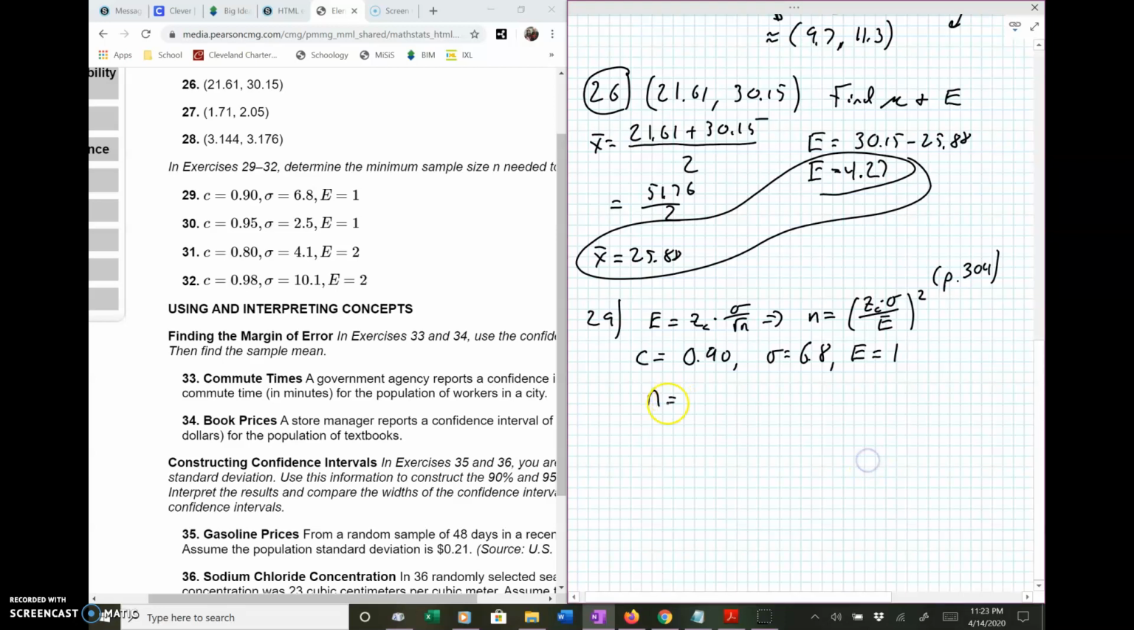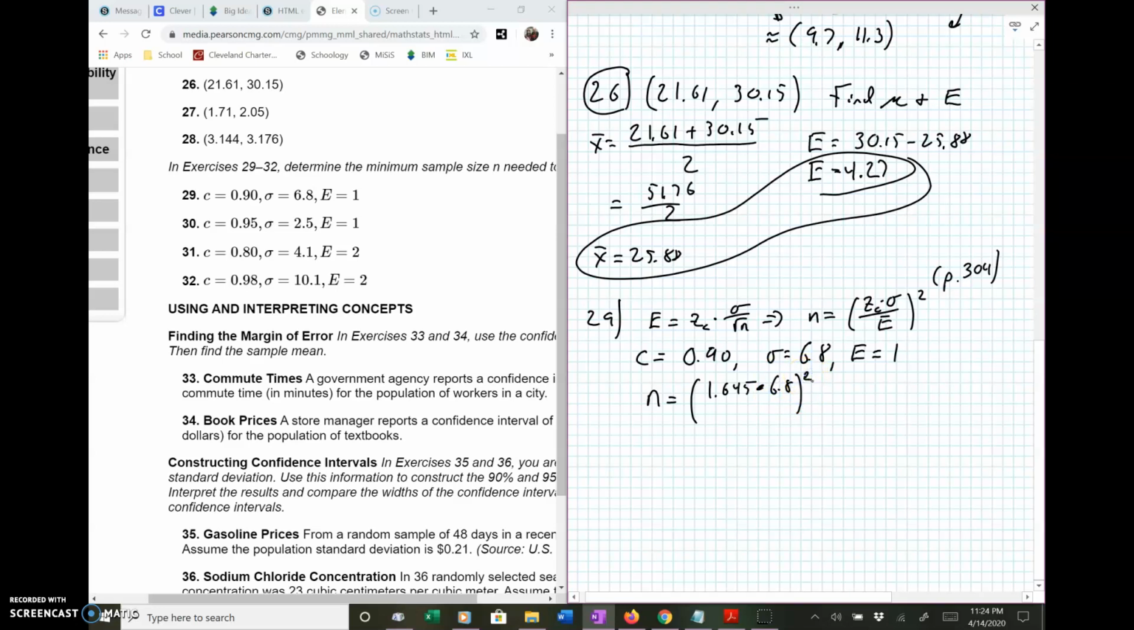So we got n equals, parentheses, our z critical value, 0.90. I forgot to look that up. I remember that's on one of the pages in the book. That's on page 299, 90%, 1.645. So we're going to have 1.645 times 6.8. And might as well put the square up there.